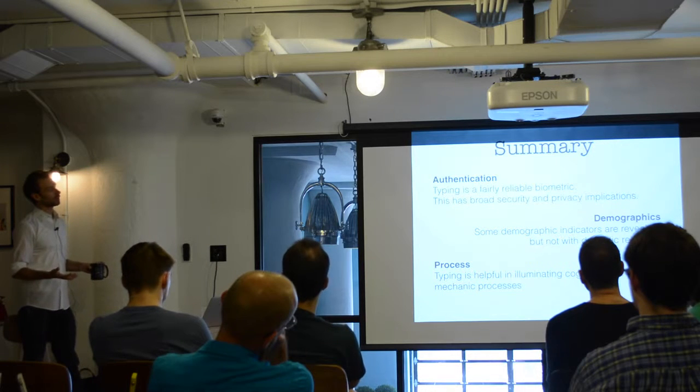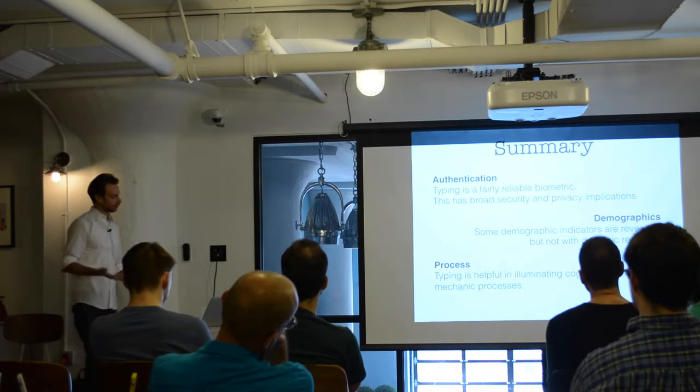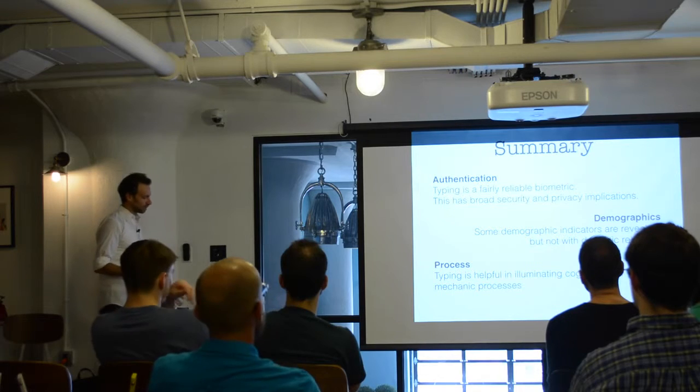We looked at typing for these three directions, right? Authentication: typing does make up a fairly reliable biometric. The more material you have, the better it gets. It has really broad security and privacy implications because it's so easy to collect and so easy to implement some of these behaviors. The latency on them is incredibly small.